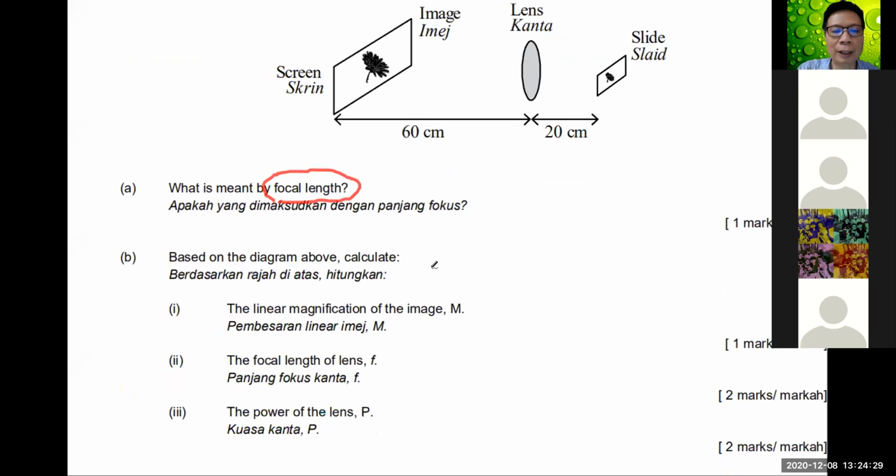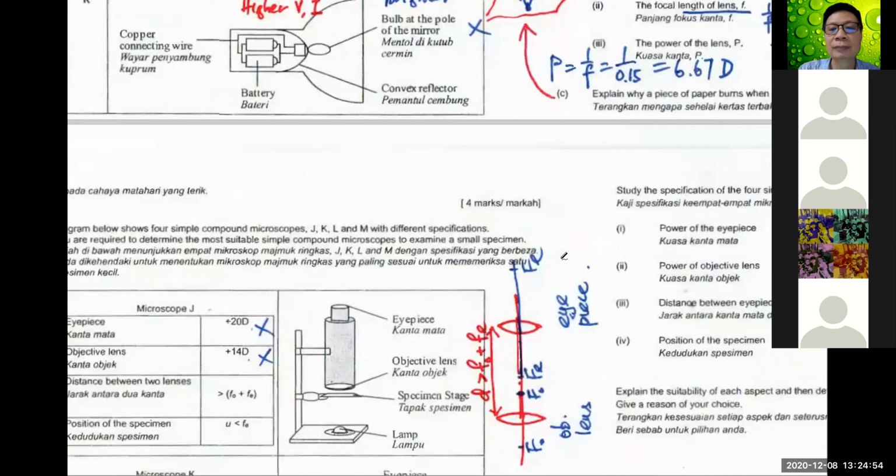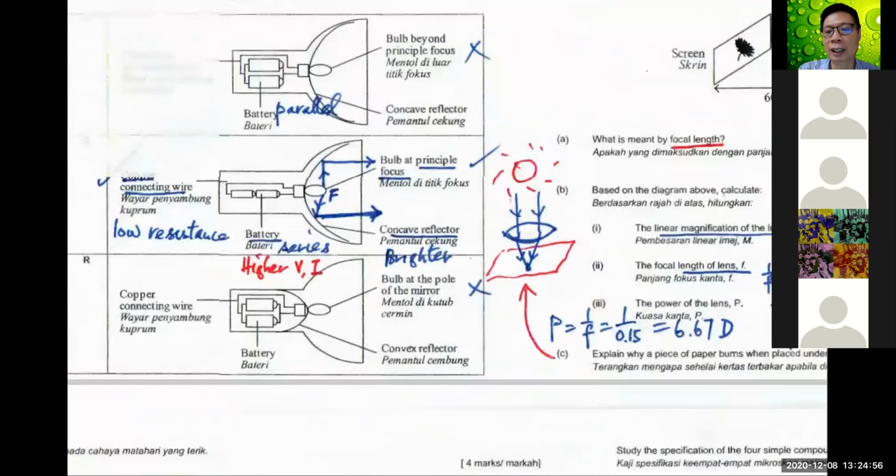Based on the diagram, calculate the linear magnification. They ask you to find the linear magnification, calculate the focal length, and also calculate the power. Three things to calculate. This one let me explain. To find linear magnification, you need to apply a formula like this. Come slowly.